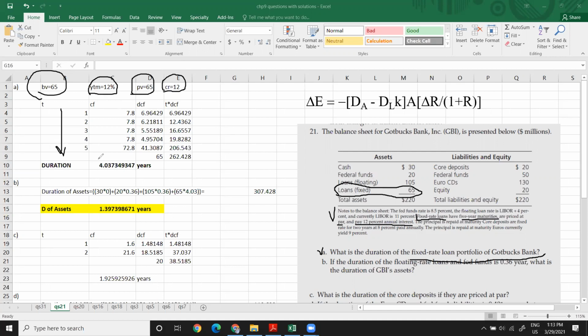Then we can easily estimate the rate. This is the cash flow: we estimate the coupon payment on a yearly basis, coupon rate times 65, you get 7.8, and at the end you get 65 plus 7.8, which in total makes 72.8. Then you discount those cash flows at 12%. The discounted cash value is multiplied by the time. At the end, you add them up and divide this amount by 65, and you get the duration of that fixed rate loan.